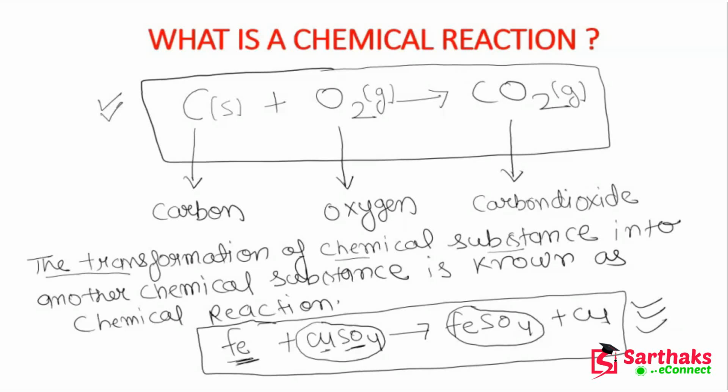So here what is happening? Transformation. The transformation of a chemical substance into another chemical substance is known as a chemical reaction. I hope guys you have got my point. The other thing I told you is that when a new bond is formed and the previous bond breaks, then we will call the reaction a chemical reaction. I hope this is clear to you. Okay. Now let's move ahead and talk about some other things related to chemical reactions.